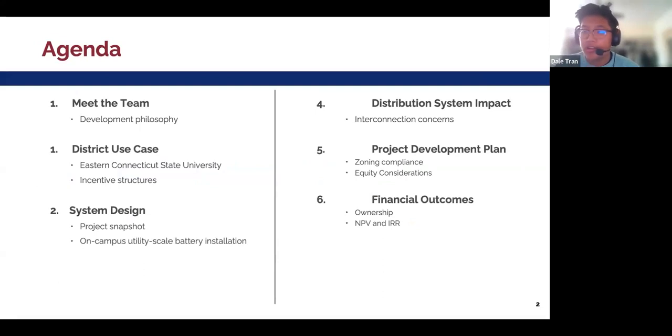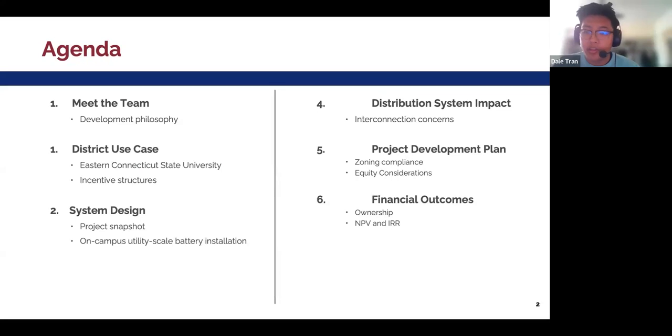First, we'll do a quick introduction of each one of us, as well as our development philosophy. Then we'll go through our district use case, the Eastern Connecticut State University, as well as related incentive structures. Third, we'll take you through the system design, including a project snapshot and the utility scale battery installation we'll be putting on campus. Then we'll be going through the distribution system impact, addressing any interconnection concerns.